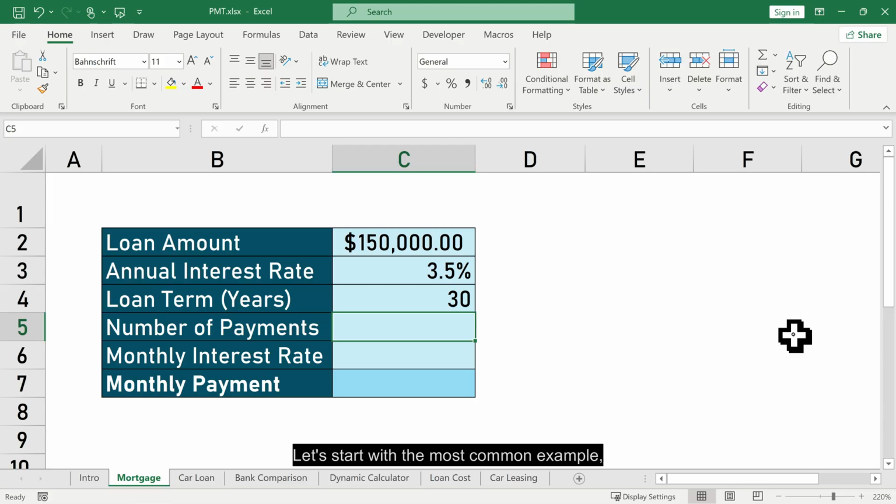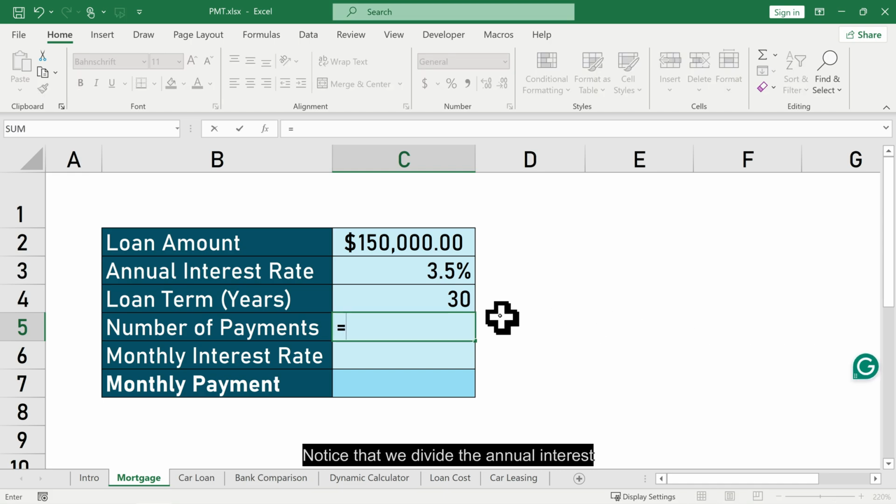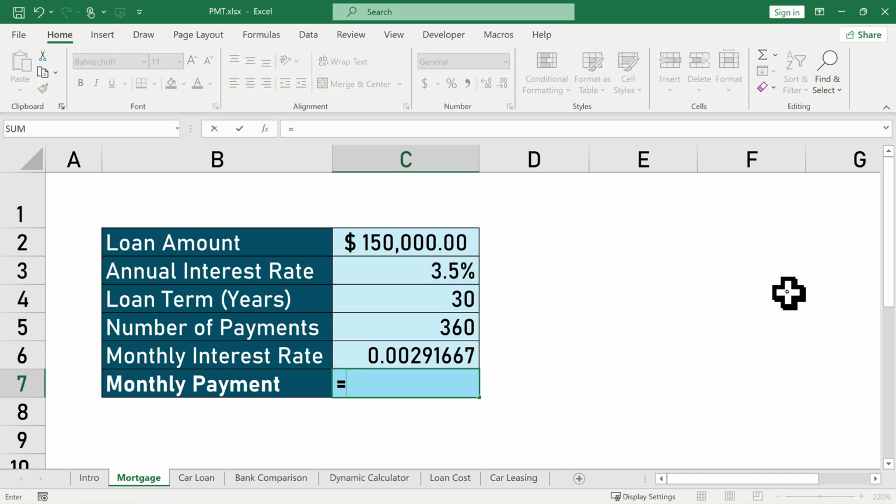Let's start with the most common example, a home mortgage. Suppose you're taking out a $150,000 mortgage for 30 years with an annual interest rate of 3.5%. Notice that we divide the annual interest rate by 12 because we're calculating monthly payments, and we multiply the number of years by 12 to get the total number of monthly payments.